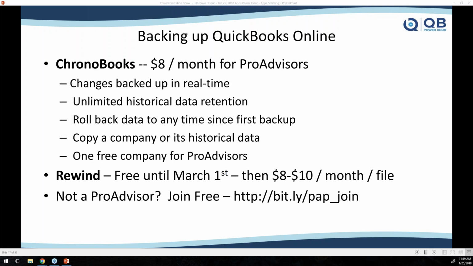Now, the pricing on these: on Chronobooks, it's $8 a month for pro advisors. So it's $8 a month per company. So let's say you have 10 clients that you want to do this on, you'd be paying for 10 of them. Now, like I said before, you may not want to be backing up all the time, but if you're going to be doing apps integration, I definitely recommend as a best practice, back up your company before you're doing the apps integration, just in case something goes wrong.